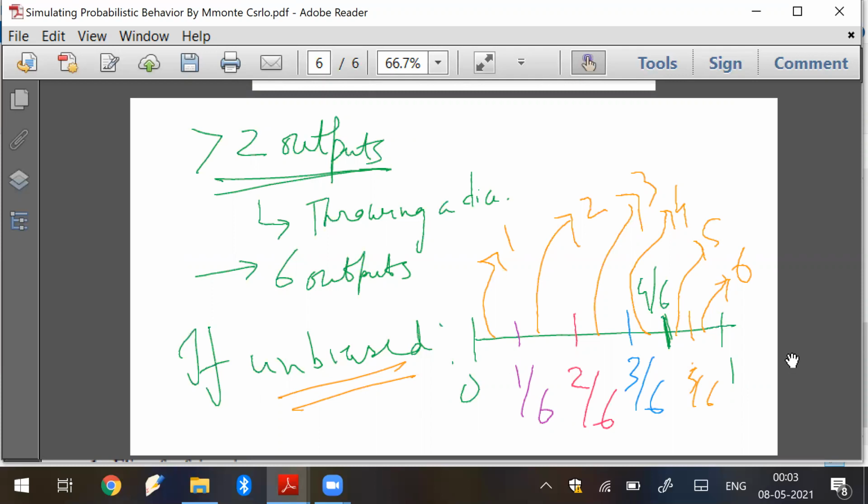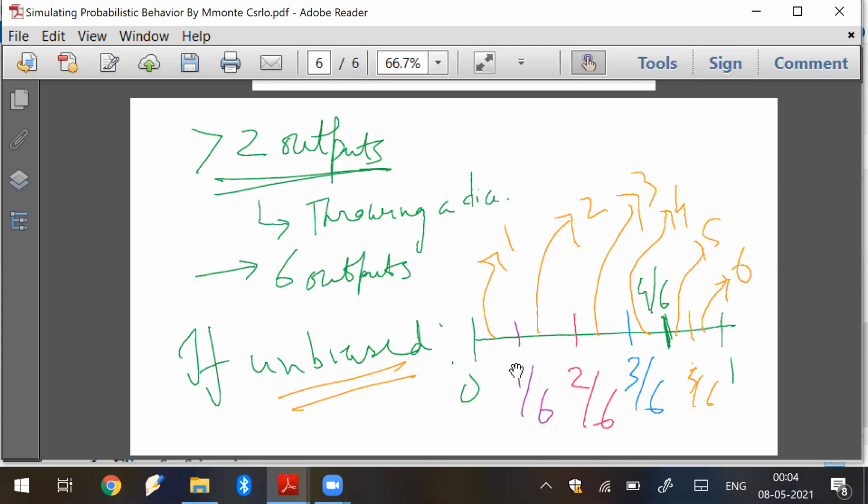What is our main task? In simulation, our main task is to simulate random numbers. Where will these random numbers lie? Again, between 0 and 1. And we are going to divide the 0 to 1 interval into six equal parts corresponding to the six outputs that can occur.